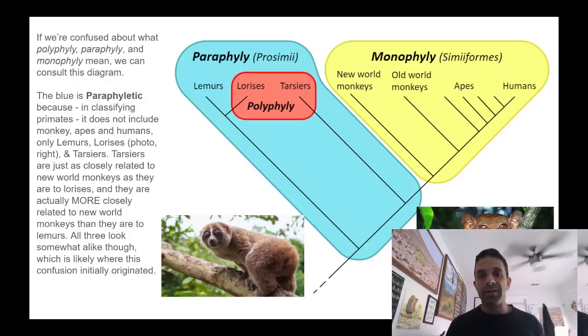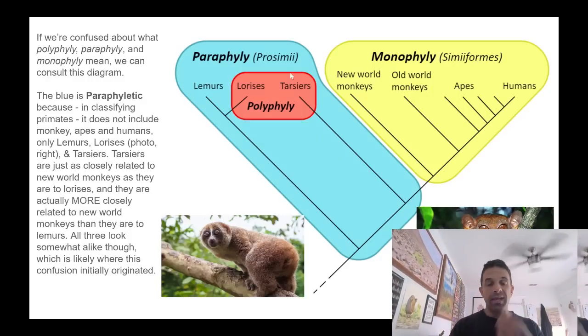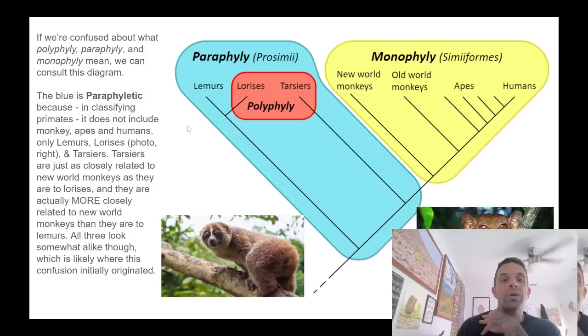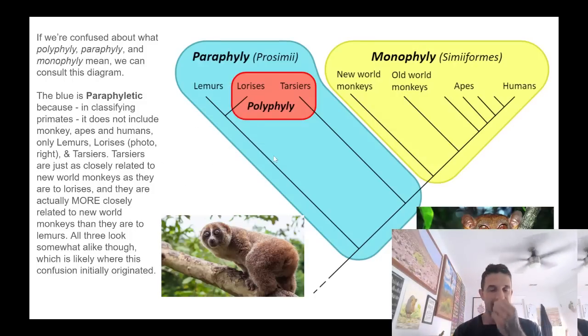All right, I'm back. Okay, and same thing here with this designation. If we're confused about what polyphyly, paraphyly, and monophyly mean, look at this example right here. Here's a good example, all right? You can see monophyletic designation. This is just in reference to the apes, okay? Right here you have New World monkeys, Old World monkeys, apes, and humans.